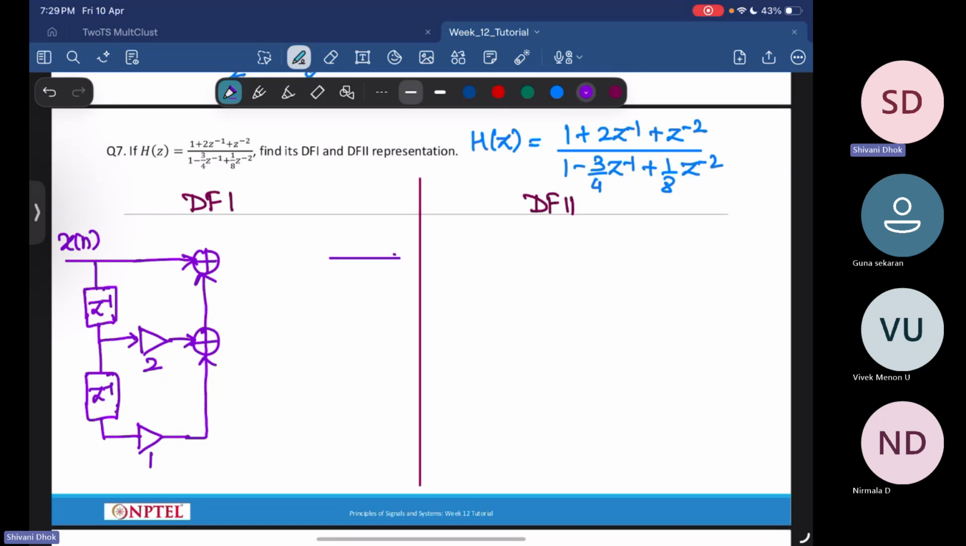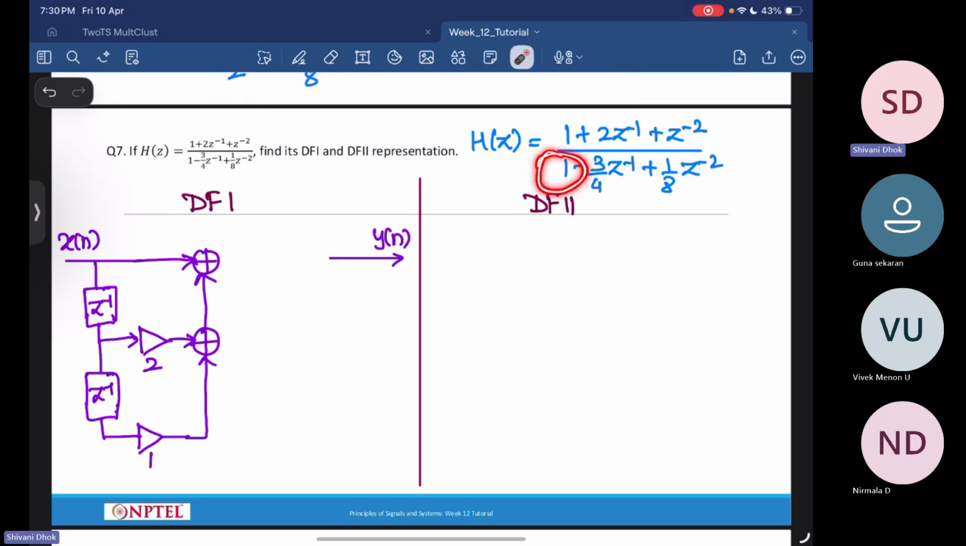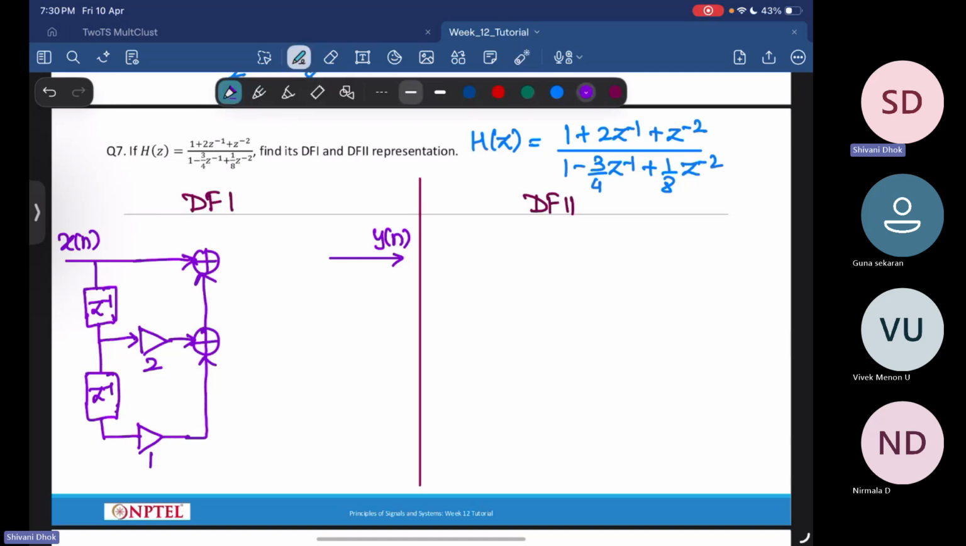Now for the denominator, you have your y of n here. This corresponds to your y of n, 1. Then you multiply. Then you have minus 3 by 4 z inverse. So you have z inverse, and you multiply it by a gain of minus 3 by 4, and while constructing the denominator you take the minus sign of the coefficient. So this will be 3 by 4.